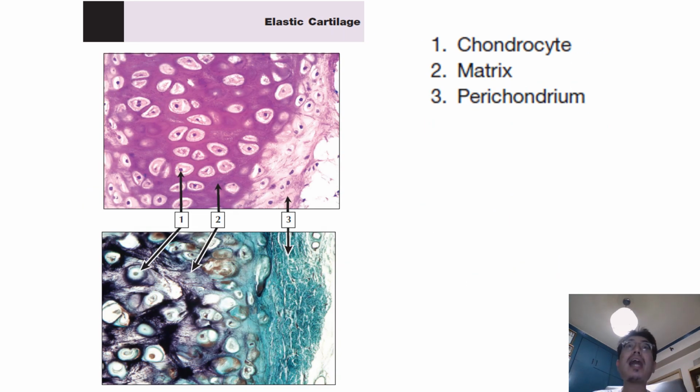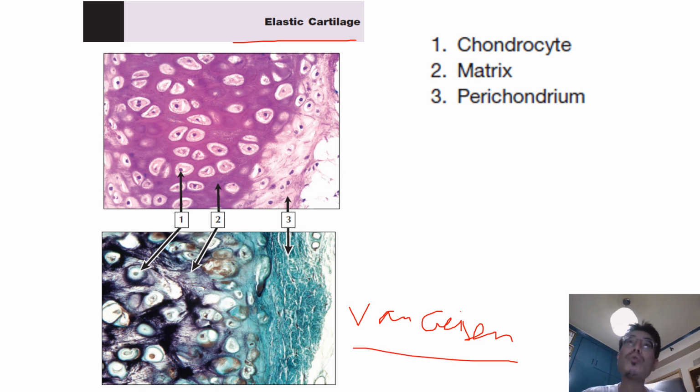Shown here is the light micrograph of elastic cartilage in the epiglottis, stained with the usual hematoxylin and eosin stain, and the same elastic cartilage stained with a special stain called a Van Gieson stain. A Van Gieson stain is used specifically to highlight elastin. Elastic cartilage is one of the three main types of cartilage.